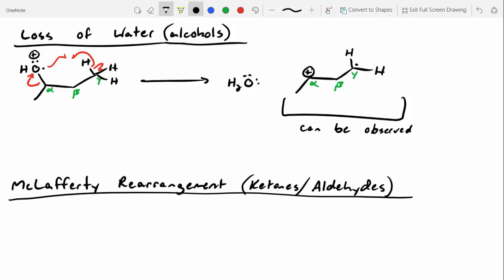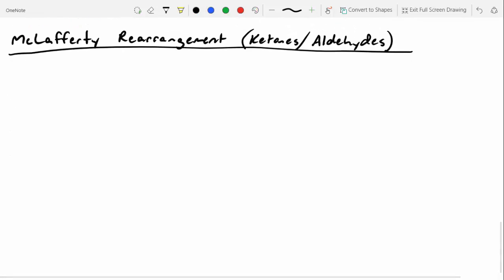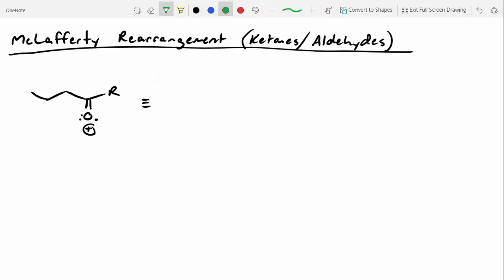Okay, so the McLafferty rearrangement. Let's say we've got this ketone, and I'm just going to call this an R group. Again, if we do this, we could have one of these lone pairs get dislodged by an electron beam, so that oxygen becomes a cation. What I'm going to do is rearrange this to draw it in a different fashion. And with aldehydes and ketones, we go alpha, beta, gamma. So we don't start alpha at the carbonyl carbon.